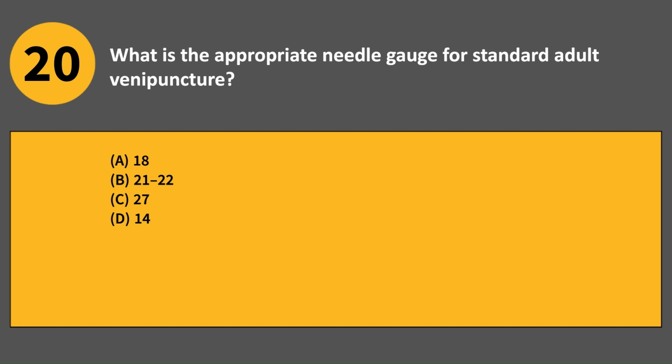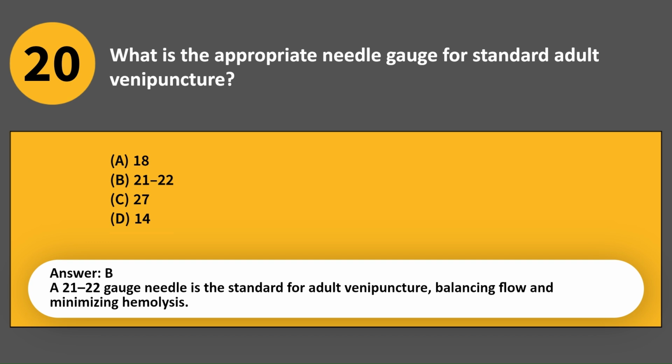What is the appropriate needle gauge for standard adult venipuncture? A. 18. B. 21 to 22. C. 27. D. 14. Answer B. A 21 to 22 gauge needle is the standard for adult venipuncture, balancing flow and minimizing hemolysis.